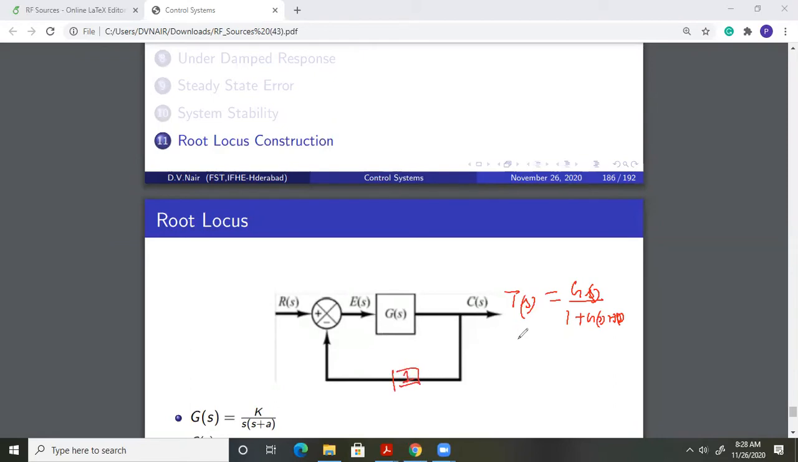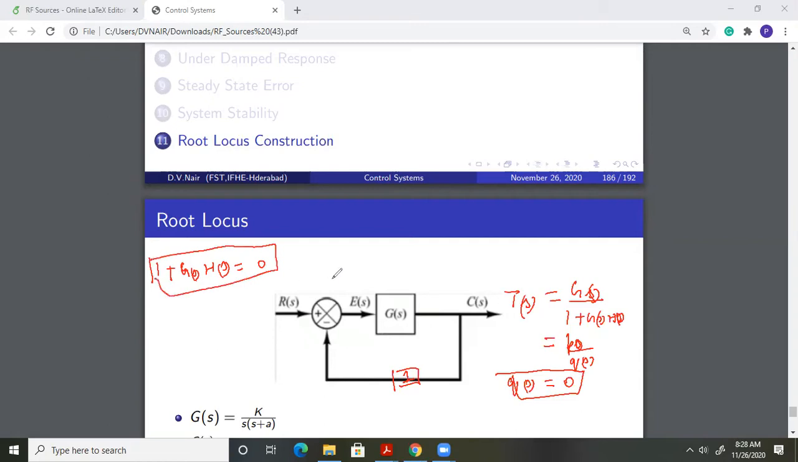So the normal representation of this closed loop transfer function is a ratio of two polynomials, P of S by Q of S. And the characteristic equation that I was talking about will be obtained by putting the denominator polynomial equal to 0. So the characteristic equation here will become 1 plus G S H S equal to 0.